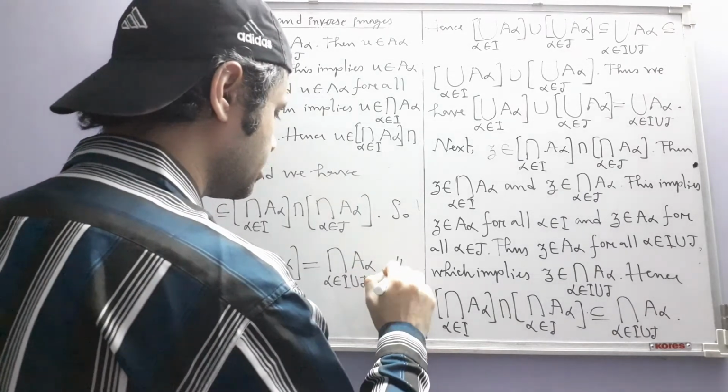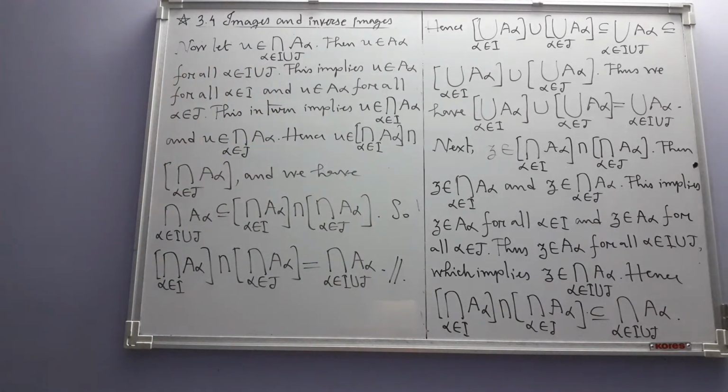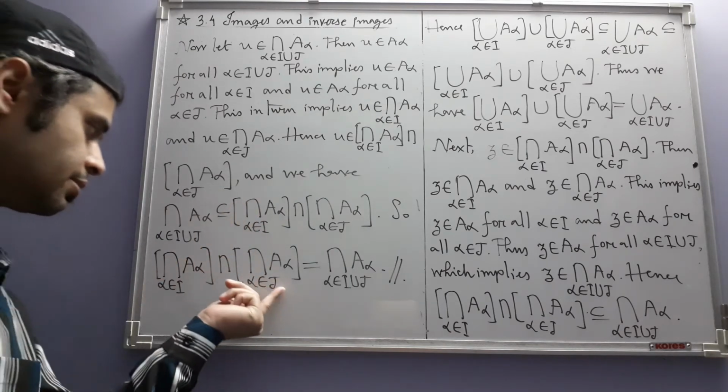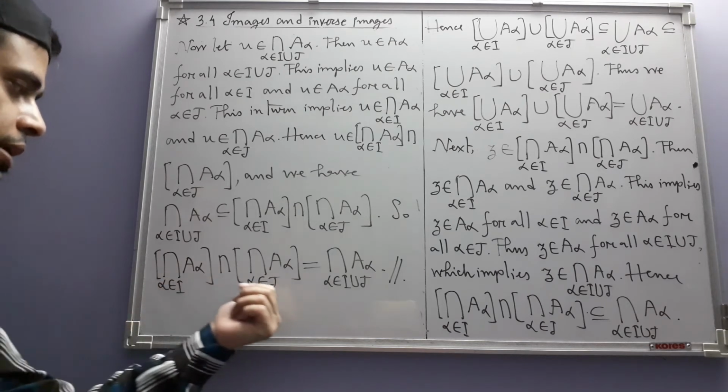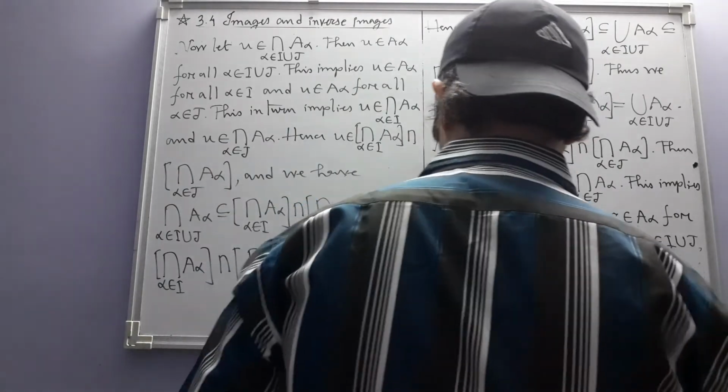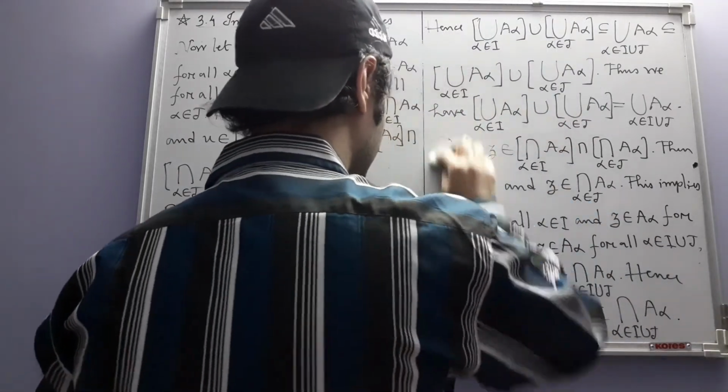And this completes the solution. To make sure that these intersections make sense, we had to consider that I and J are non-empty. Okay, so this was the 10th one, and then there is only one more, and this set of exercises will be over.